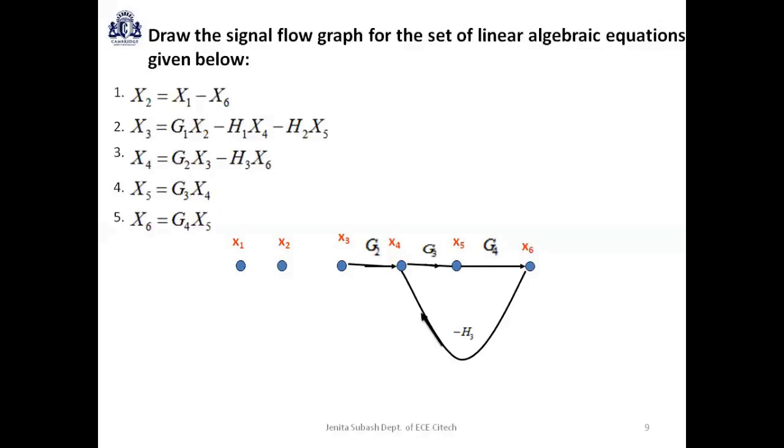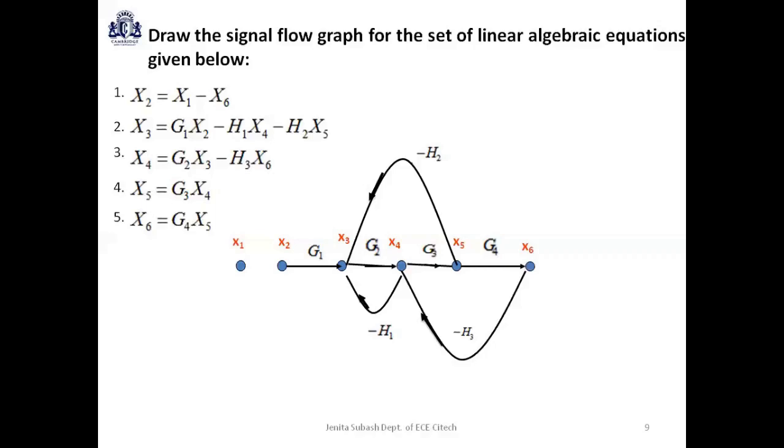From equation number 2, subjected to node x3, we have three branches moving from x2, x4 and x5. So for the first term, from node x2, we have a branch gain g1 which is moving towards x3. And from node x4, we have a negative feedback minus h1 which is moving towards x3. And finally, from node x5, we have a branch gain of minus h2 towards x3.